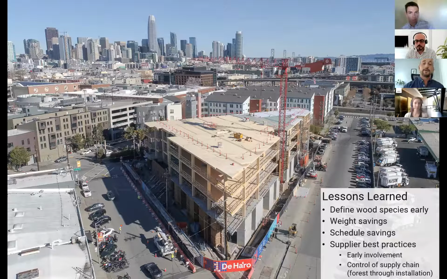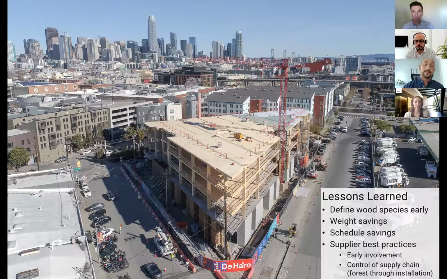We were also able to find some best practices around working with the mass timber supplier in particular. It was super important to have early involvement with the mass timber supplier, coordinating on things like mechanical penetrations, and getting the BIM models aligned earlier, because these large panels come shipped together and they're basically assembled on site.